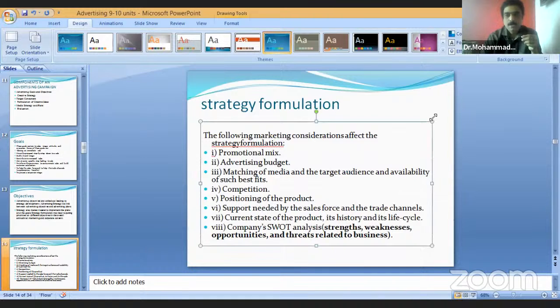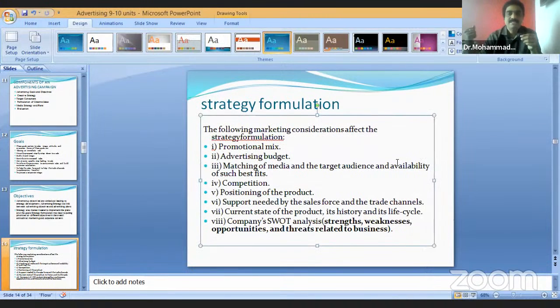So here, the following marketing considerations affect the strategy formulation: promotional mix, advertising budget, matching of the media and the target audience, availability of such best fits as well as competition, positioning of the product, support needed by the sales force and the trade channels, and current state of the product and history and its life cycle.